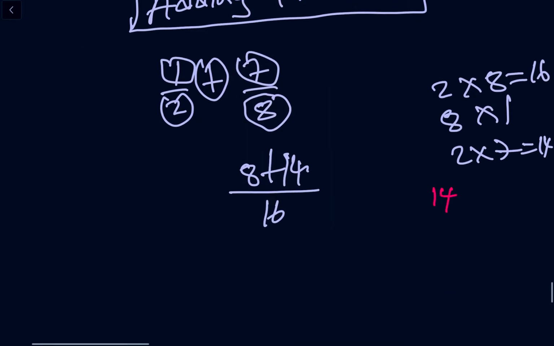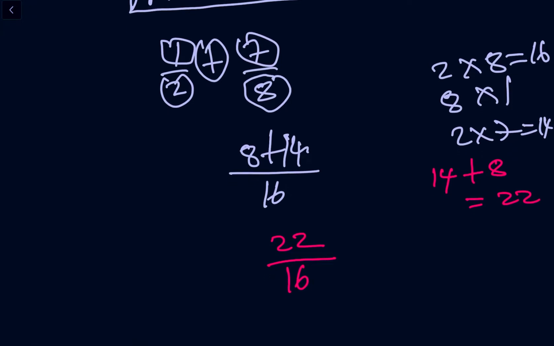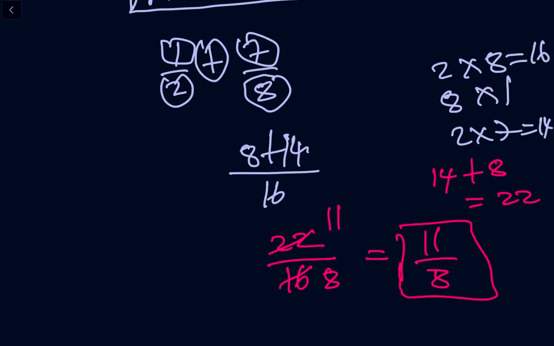Now add 14 plus 8, you end up getting 22. So I'm going to have 22 over 16. This should be the answer, but you want to reduce it. When you reduce it, you find a number that can go into both 16 and 22 without any remainder, and that number is 2. 2 can go into 16 8 times, and into 22 11 times. So the final answer is 11 over 8. So that is how you add fractions.